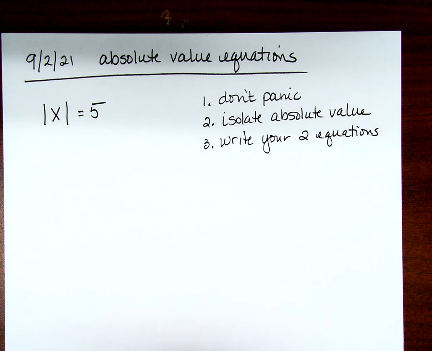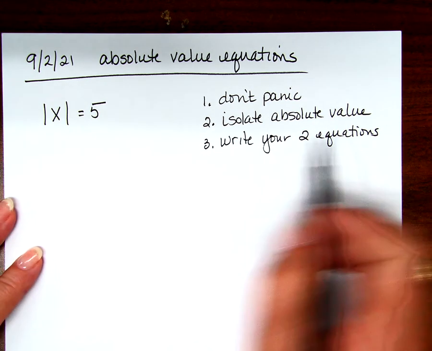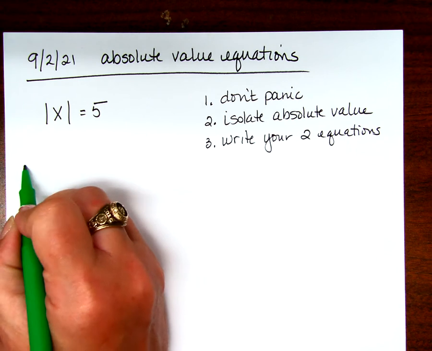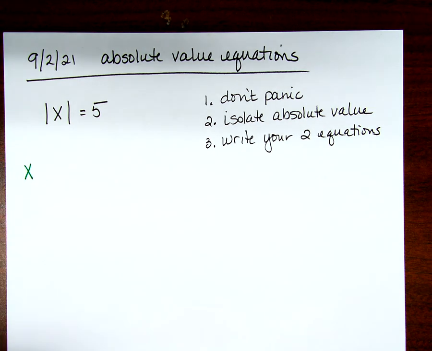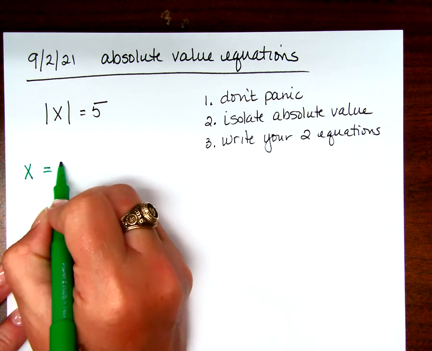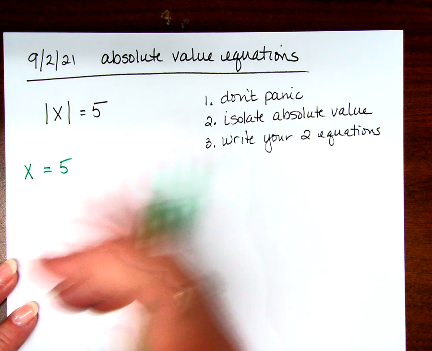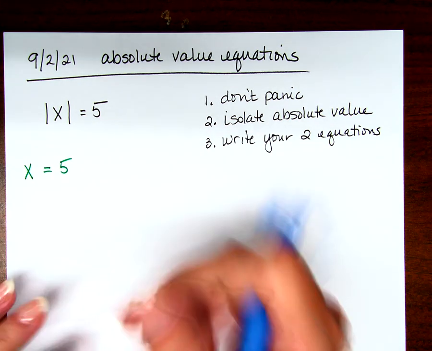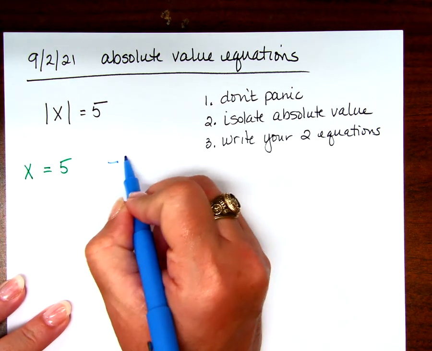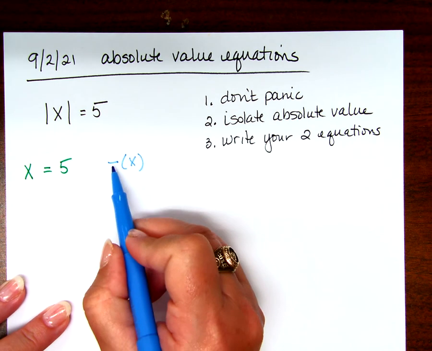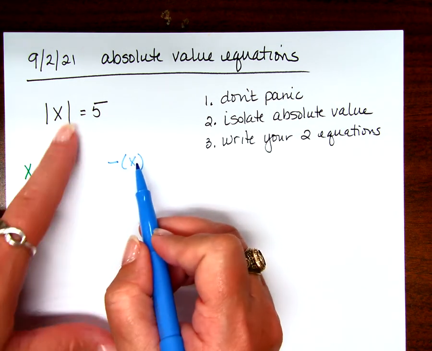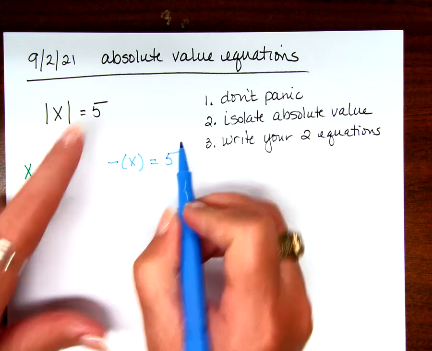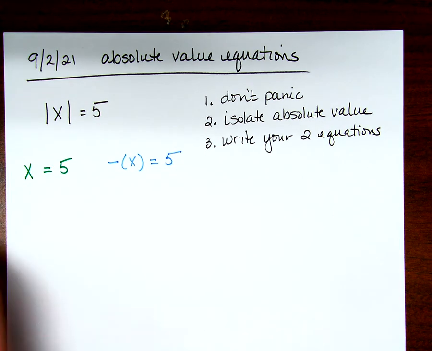Okay? So, here's our 2 equations. My first equation is, whatever's inside, I just pull it straight out. Whatever it is, I pull it straight out, equals whatever's over there. So in this case, 5. My second equation is whatever's inside is negative. I'm going to write a negative and a parenthesis, and whatever's inside is going to go in the parenthesis. Equals whatever it equals. Okay?